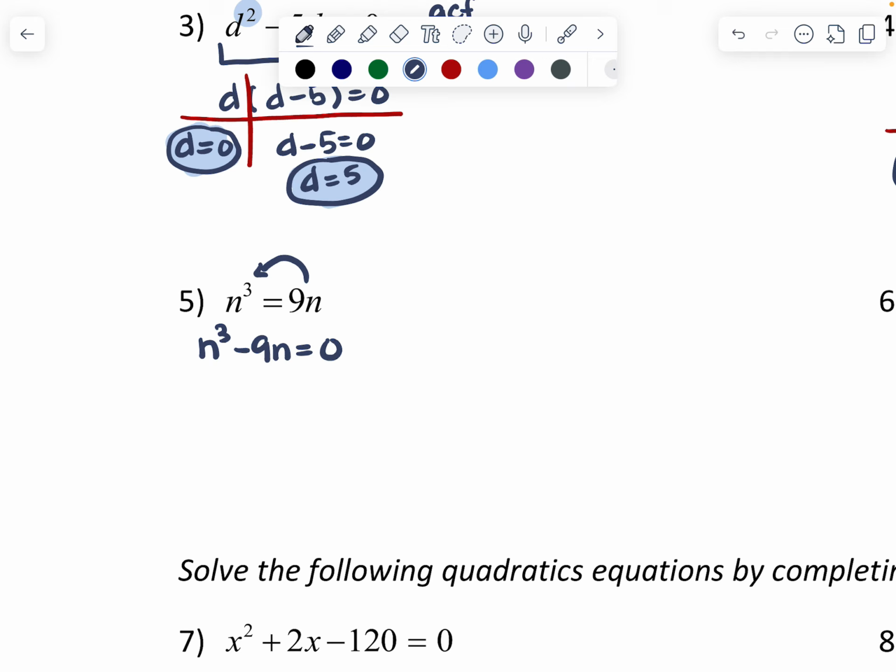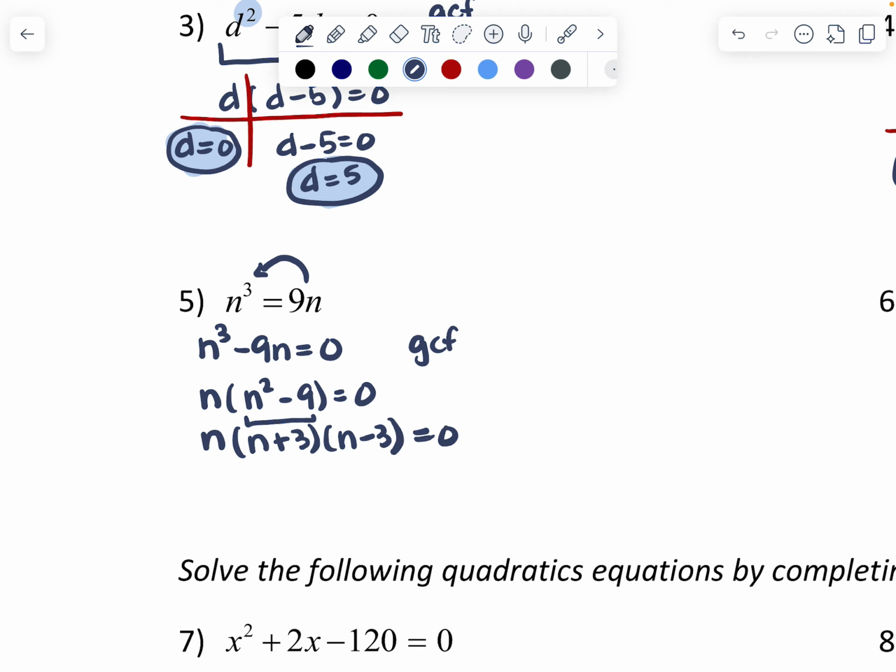Now let's factor. Again, this is going to be a GCF. So if I pull out an n, I'm left with n squared minus 9 equals 0. Now at this point, you could set both factors equal to 0, or you can keep factoring. Check it out. This guy right here is a difference of 2 squares. That factors to n plus 3 and n minus 3. So there's 2 ways you could do this problem. I don't really care which way you do it.